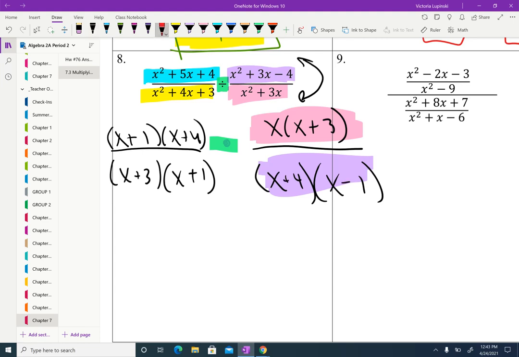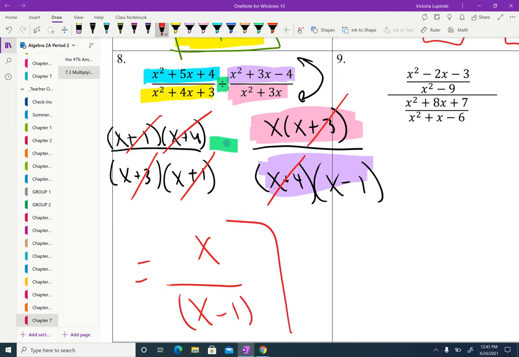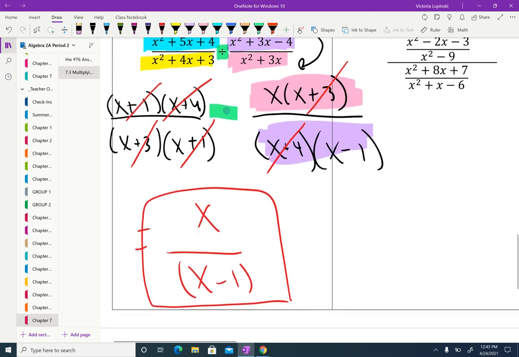Now's the fun part. Cancel everything in sight. So x plus 4s, x plus 1s, x plus 3s, and it looks like all I'm going to be left with in the top is an x, and all I'm going to be left with in the bottom is an x minus 1. And again, I like to put the x minus 1 in parentheses just as a reminder.